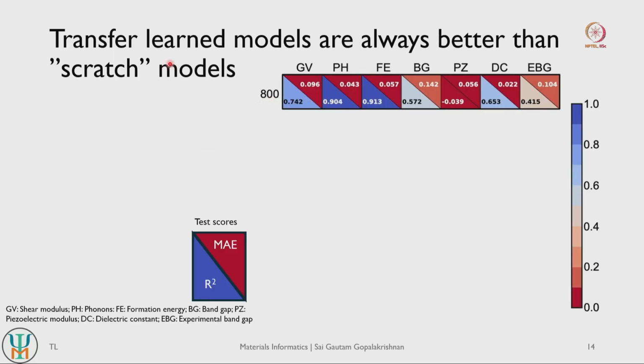Okay. Let us look at whether transfer learning is definitely useful compared to scratch models. In the previous lecture we considered 7 different material properties. So this is shear modulus, phonon frequency, formation energy, computed band gap, piezoelectric modulus, dielectric constant, and experimental band gap. So these 6 are all computationally estimated, and this one is experimentally measured. So we considered 7 different properties.